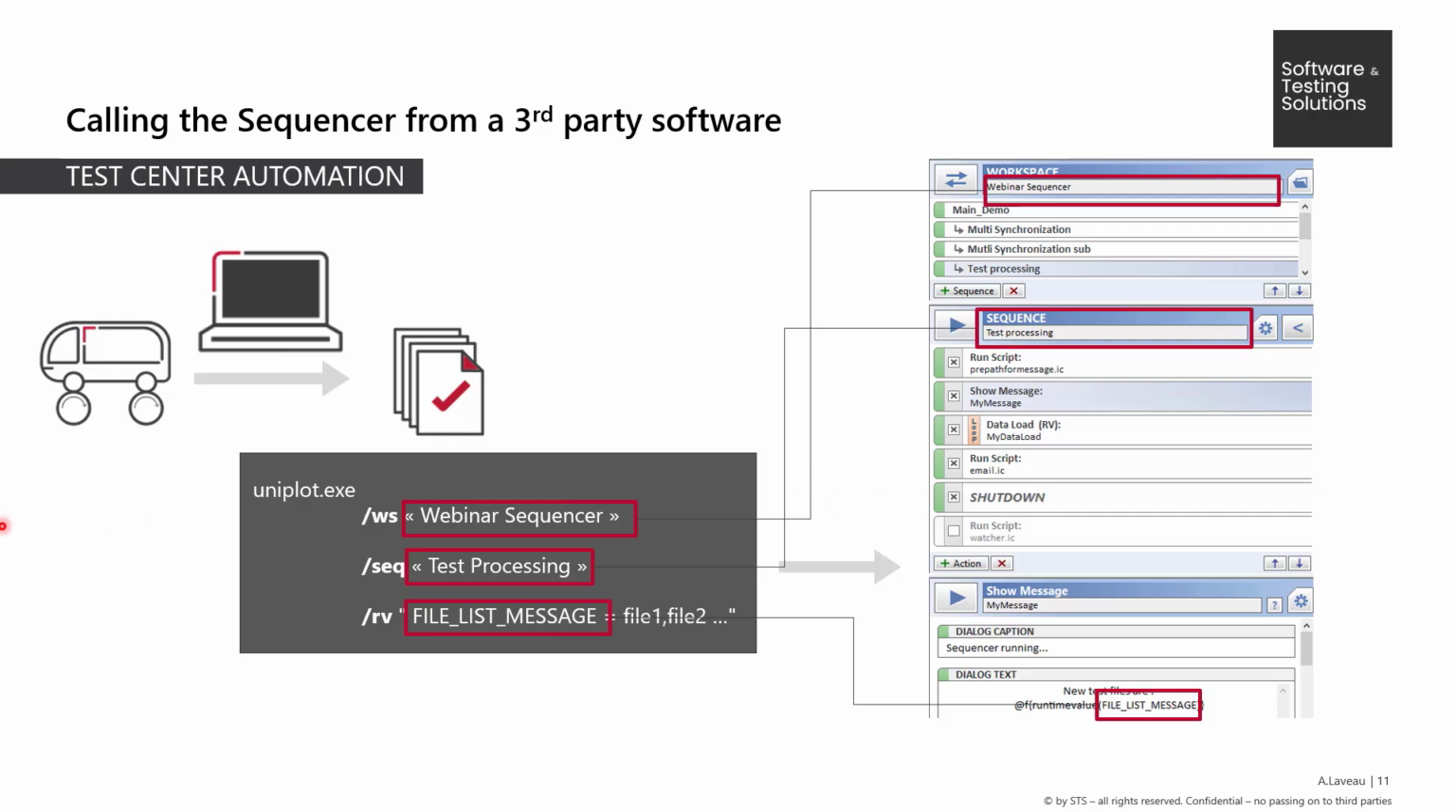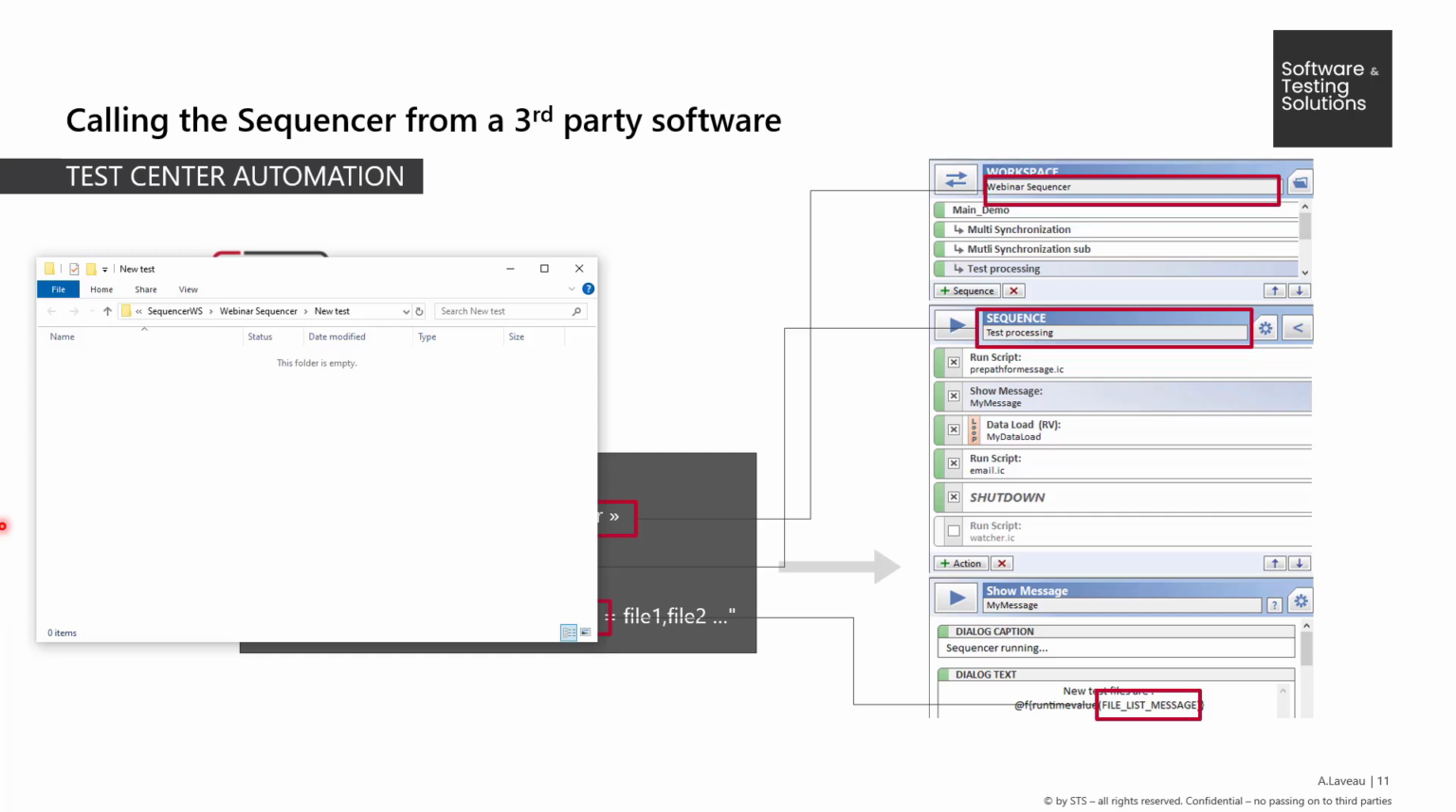For the purpose of the demonstration, I have set up an automation system and configured it such as when the files are generated in the new test folder, it calls UniPlot and the sequencer. Let's see what happens. I drop a few files.